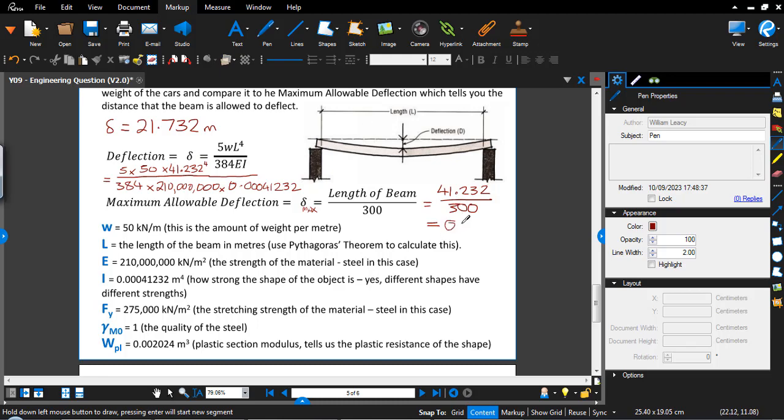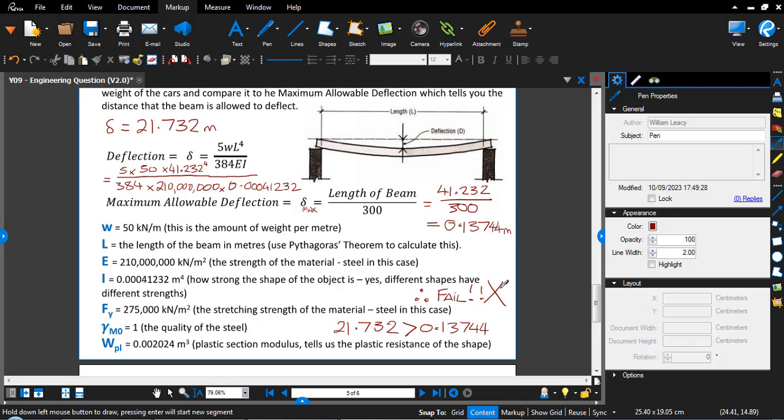So you're allowed 0.137, I think it's 44, but anyway, meters. So you're allowed 13.7 centimeters. That's what you're allowed, but you actually have 21 meters. So you just go 21.732. We didn't have to check this because it failed in bending. It is way bigger than 0.13744, therefore it fails. Alright, so that was how you did it.